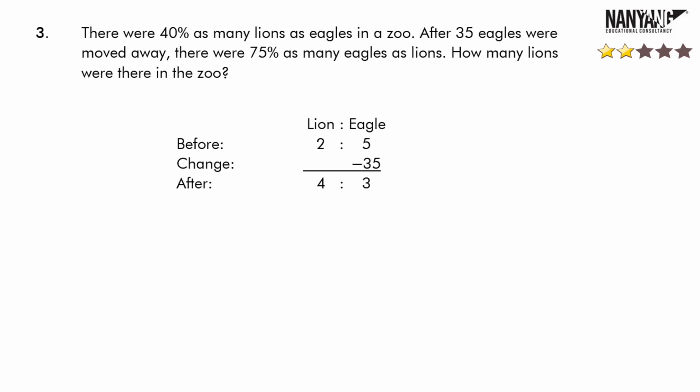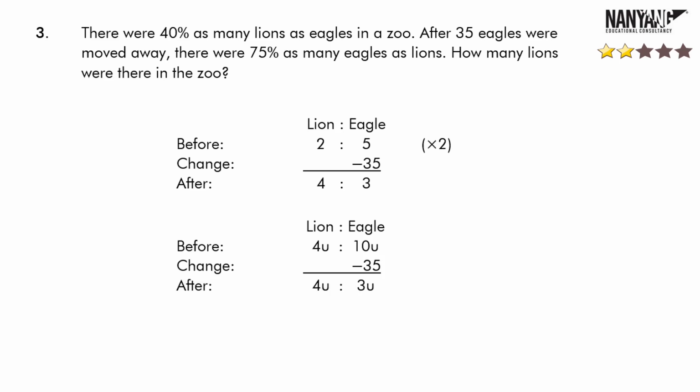Now we should notice that in this exchange, the lions remain the same. So we have to multiply the before row by 2 times to make sure that there are 4 units of lions in the zoo. So with that, our ratio before will be 4 units is to 10 units. Our change is minus 35, and after that, the ratio is 4 units is to 3 units.